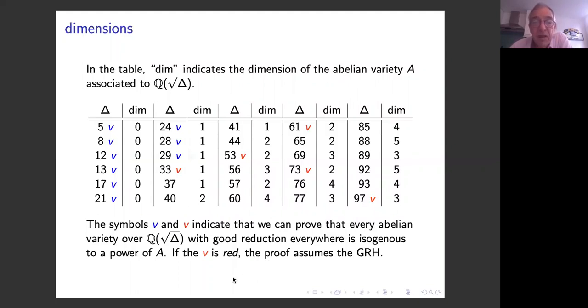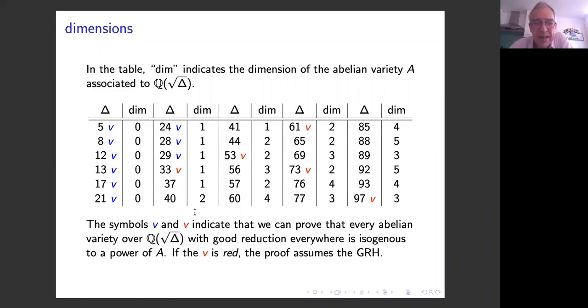But when you see a little V, that means that I can show that over that real quadratic field, the counterexample that I just constructed is the only one, apart from powers. Of course, if an Abelian variety has good reduction everywhere and you take products with itself, then that Abelian variety also has that property. But apart from that, it is the only example. So this can be proved for discriminant 24, 28, 29, 33, and the other ones that have a V here. And there are two colors: the V is blue if I can really prove that, and the V is red if I can prove it under the assumption of the generalized Riemann hypothesis.